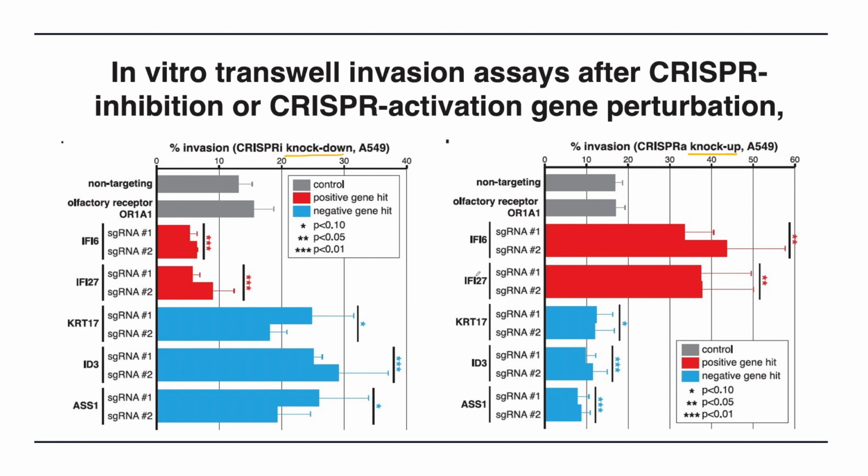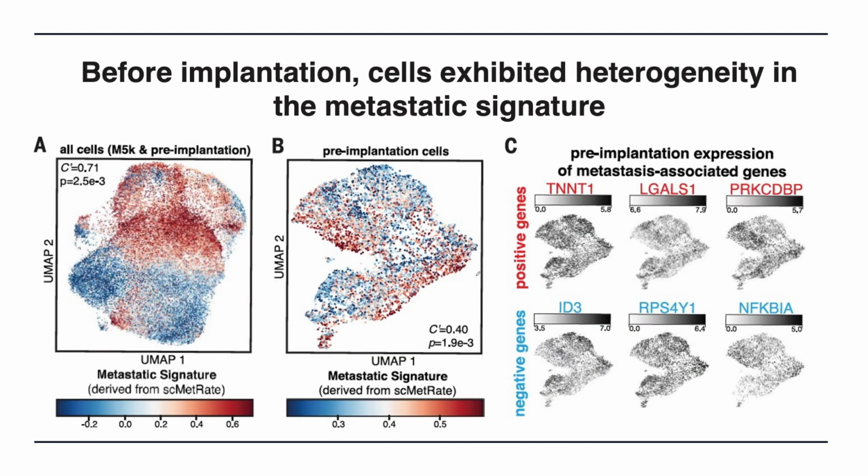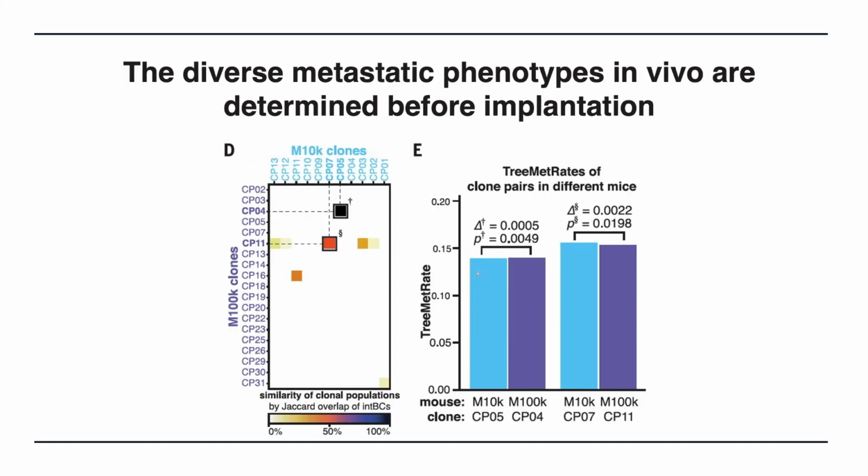They then investigated whether met rate is a natural property of each clone before implantation or a property obtained after implantation. By mapping the metastatic signature, they found cells exhibit heterogeneity of metastatic features before implantation, and genes that are highly expressed in high met rate or low met rate cells overlapped with high or low metastatic signature before implantation. They further implant these clones into different mouse types to see whether the met rate is affected by the implantation environment.